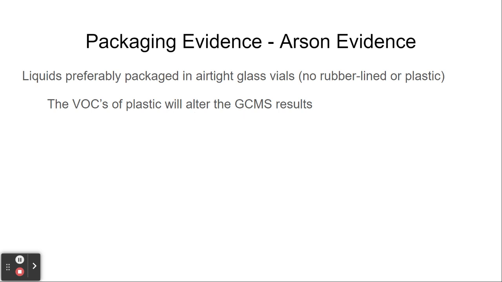That will alter your gas chromatography mass spectrophotometry results, so you'll get some inaccurate information. So we try to limit that as much as possible. If we know that these things can influence the reliability and the accuracy of our later tests, we'll just eliminate those. Put them into a glass vial with a good lid, tighten that thing down, and obviously get it back to the lab as quickly as possible.